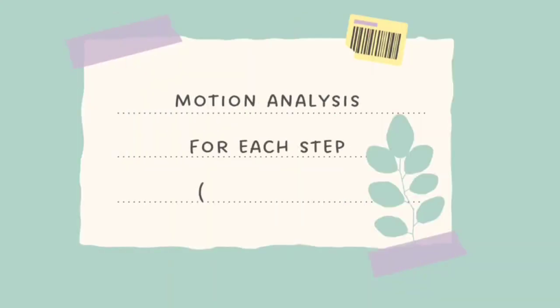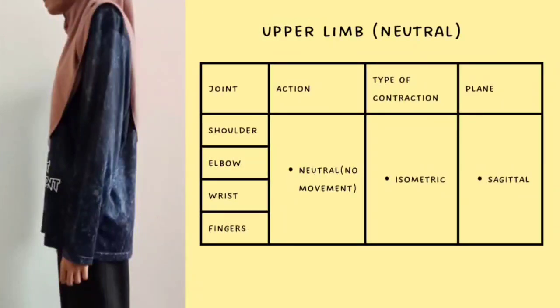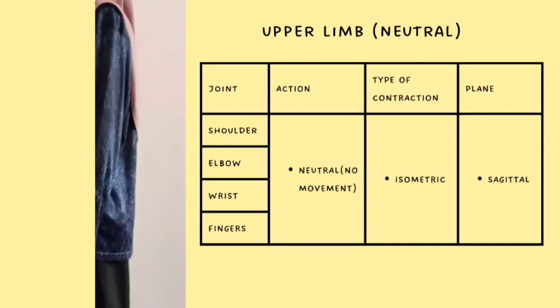Next subtopic is motion analysis of upper limb. The first step is standing aligned with the stairs and facing stairways. There is no motion required to perform the step. The joints of shoulder, elbow, wrist and fingers are in neutral position. Type of contraction is isometric and the plane is sagittal plane.